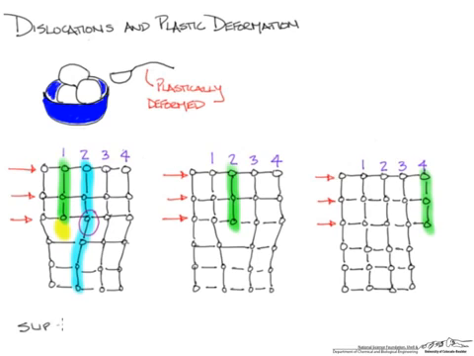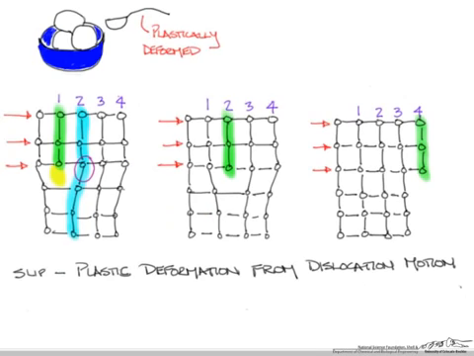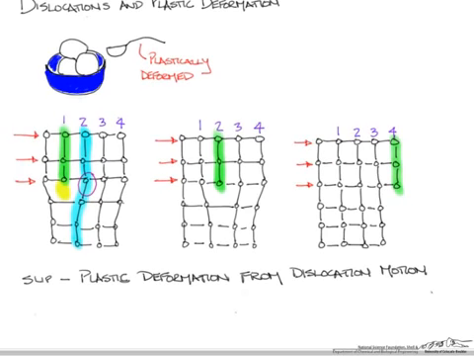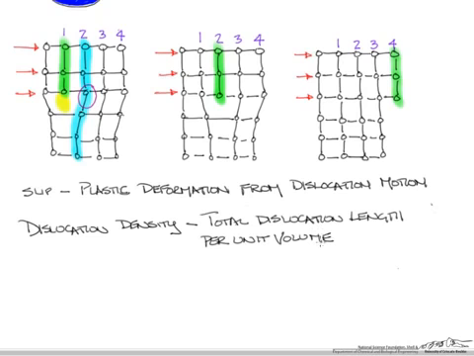The definition of slip is plastic deformation produced by dislocation motion. Another concept associated with dislocations is dislocation density. As our materials solidify, we end up having different dislocation densities associated with that metal. Dislocation density is defined as total dislocation length per unit volume.